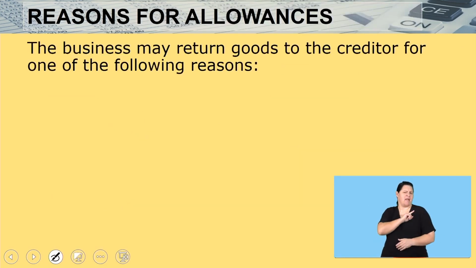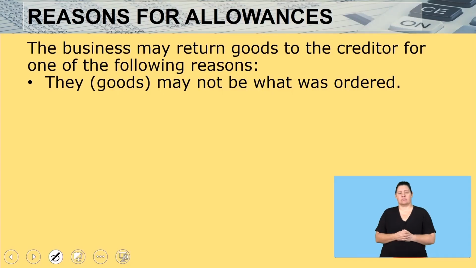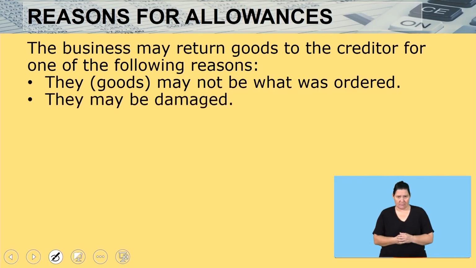Now, we are going to move on to the reasons. What are some of the reasons that can lead to allowances? The business may return goods to the creditors for one of the following reasons. I want you to take down the following reasons that I'm going to give to you. Number one, when the goods are not what was ordered. In other words, you ordered a particular type of goods, but then you receive a different type of goods.